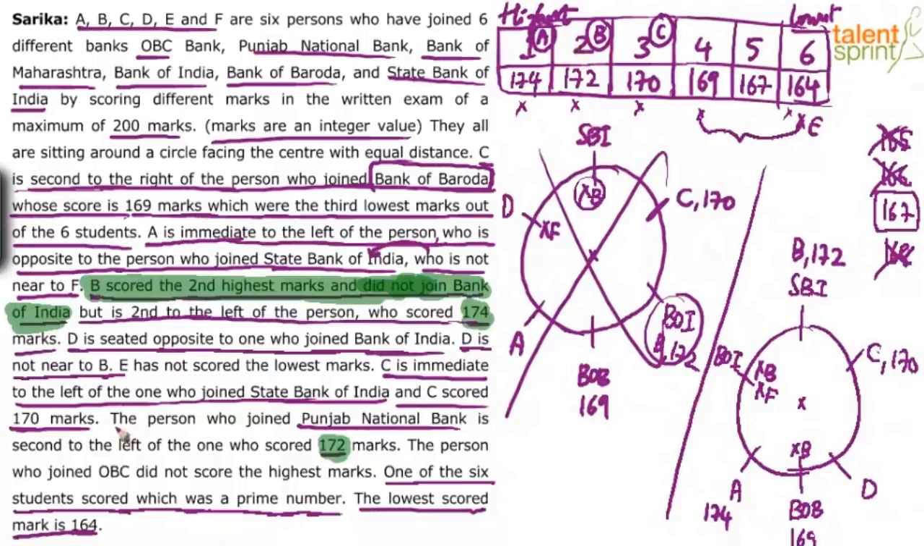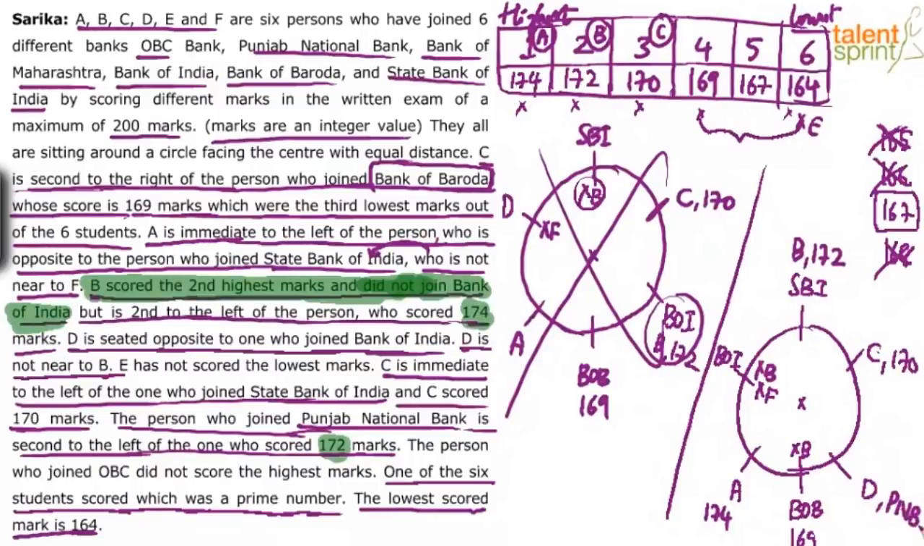The person who joined Punjab National Bank is second to the left of the one who scored 172. So PNB is second to the left of 172. Where is 172? 172 is here. Left of 172 is clockwise. Second to the left, first and second, this will be PNB.